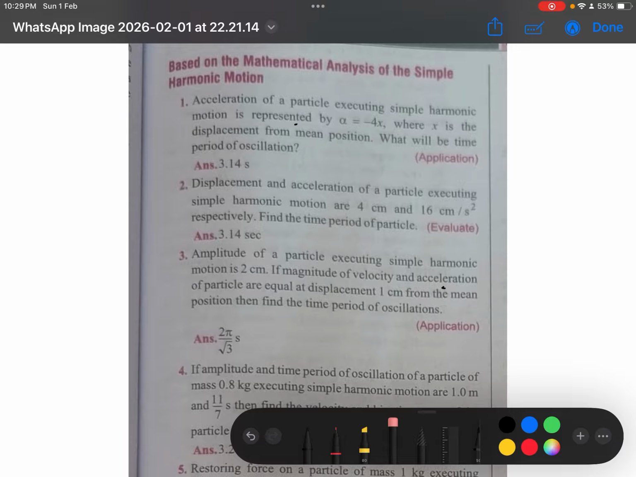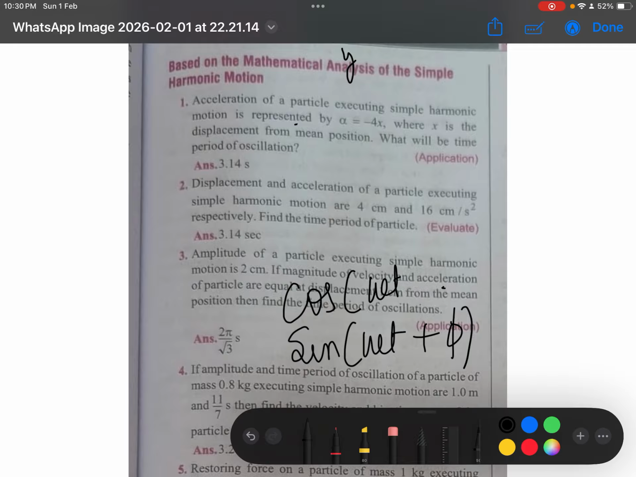You can denote the displacement as x as well as y. It's clear. If the SHM is occurring along the y-axis, then we denote the displacement by y, and when SHM is occurring along the x-axis, we denote it by x. Similarly, the equation of the SHM can be in sine or in cos. It can be sine(omega t plus phi), or it may be cos(omega t plus phi). But as you know, sine can be converted into cos and cos can be converted into sine.